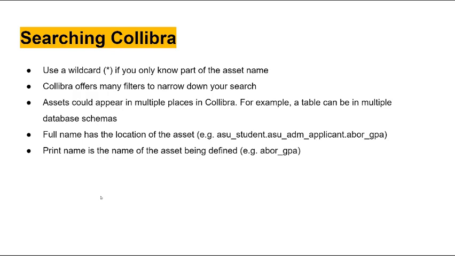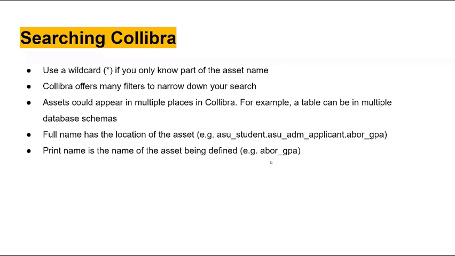It is set to display the full name. So the full name, you may be asking, what is that? That has the location of the asset. From our example from earlier, this was our column name. Well, the full name of that asset is going to have the schema, the table, and then the column name. The print name is just the asset that is being defined. So again, from our example, if you're just looking for this column, that's going to be the print name.